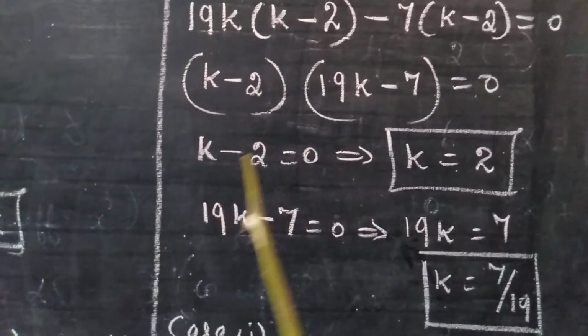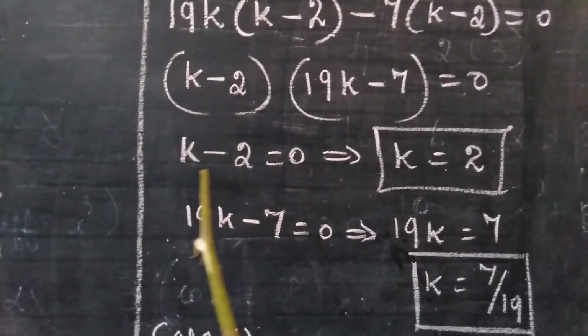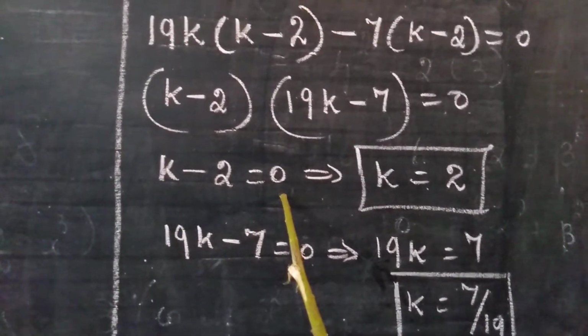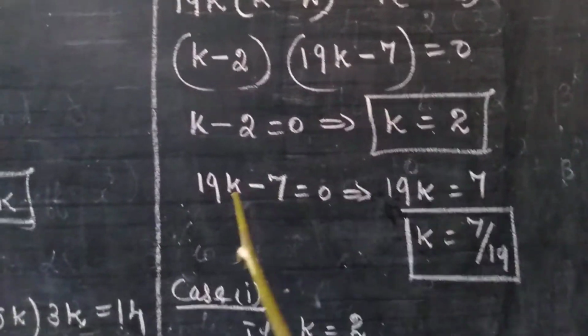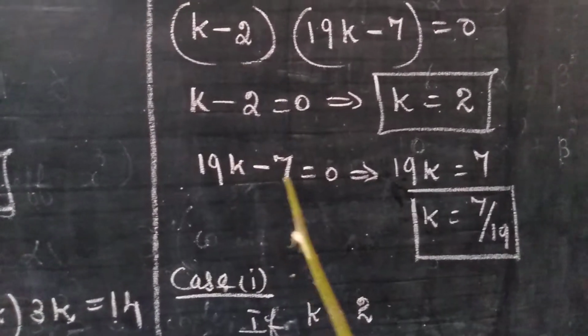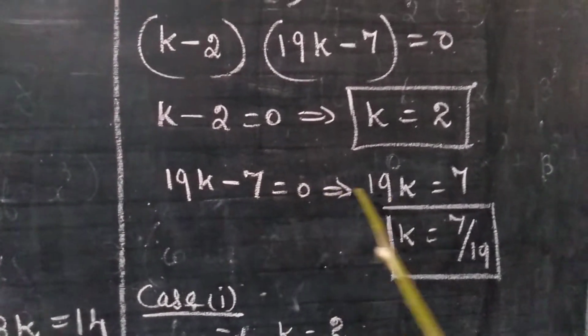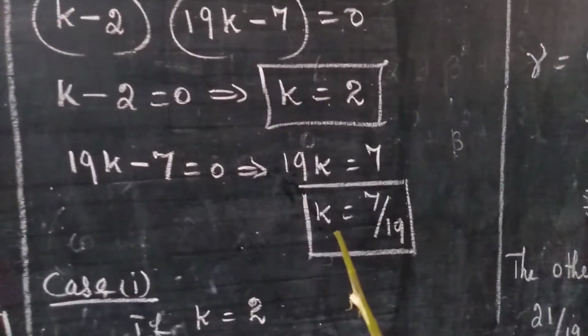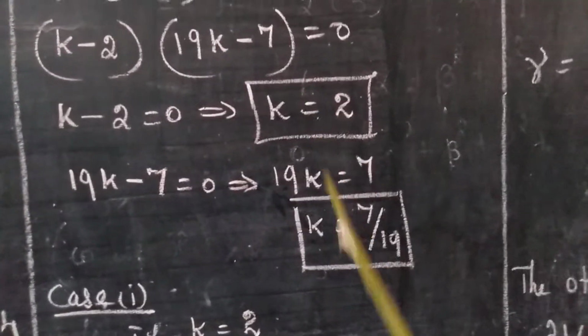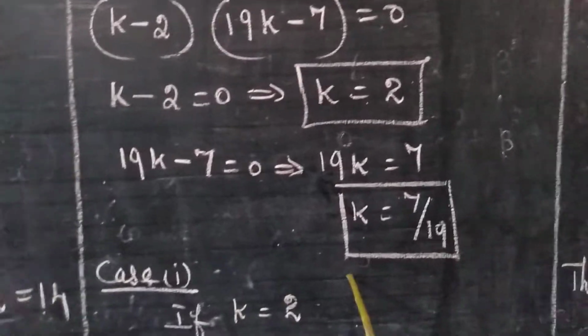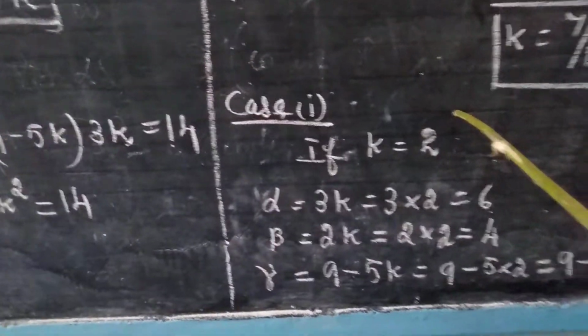Now we equate each factor with 0. K minus 2 is equal to 0; from here we get k is equal to 2. The other factor is 19k minus 7 is equal to 0. If you simplify, we get k is equal to 7 by 19. Since we have two values for k, we can find two sets of the roots.